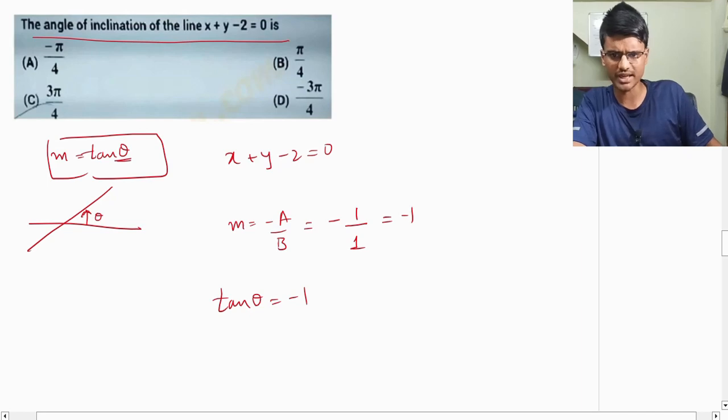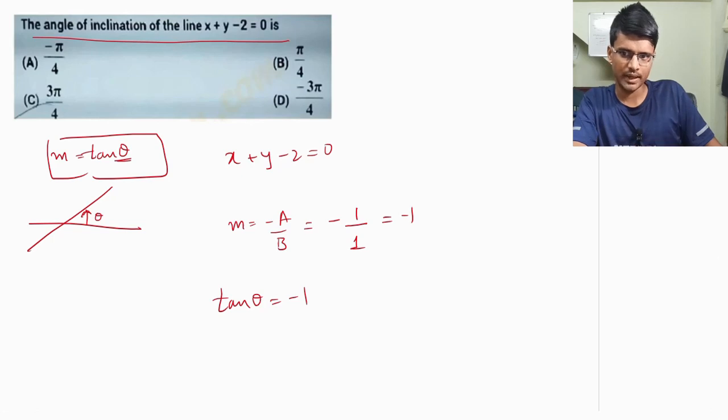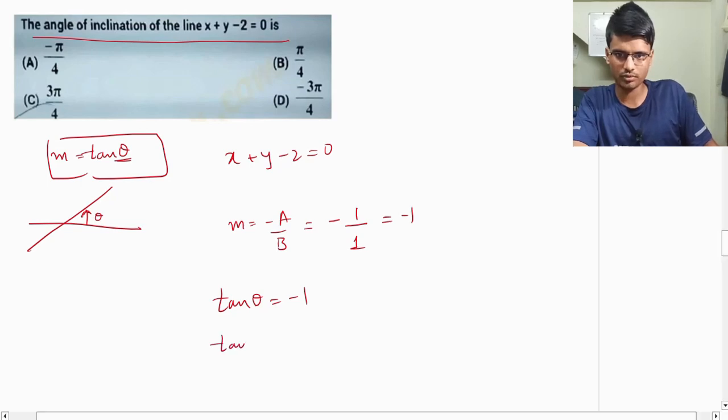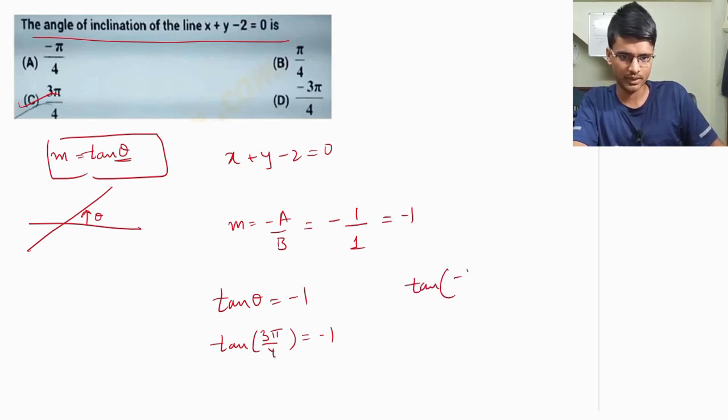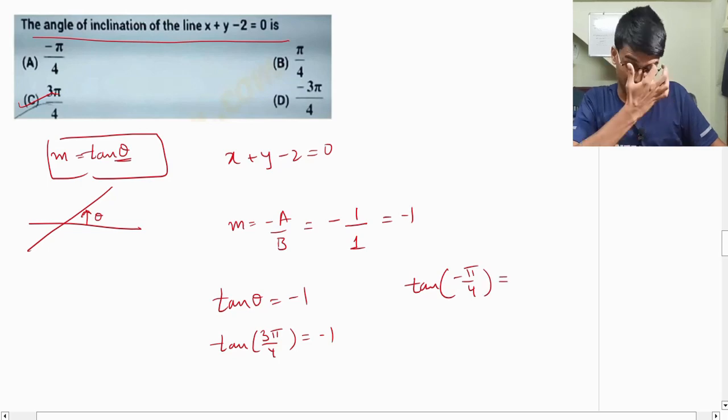So tell me, for which angle tan theta is minus 1? Tan of minus pi by 4. Let me check. One second. So tan of 3 pi by 4, if you check, it is minus 1. So the correct answer is 3 pi by 4. But tan of minus pi by 4, why it is wrong, I'll tell you. Tan of minus pi by 4 is minus tan pi by 4, and it is also equal to minus 1. But we cannot take minus pi by 4.